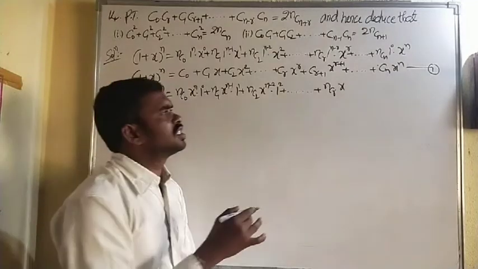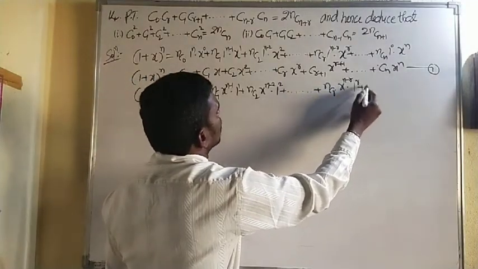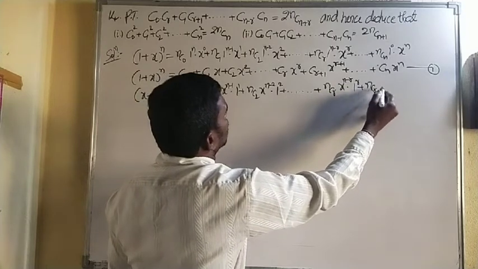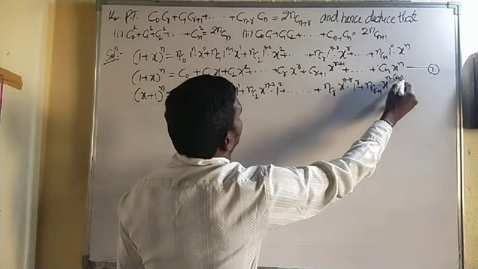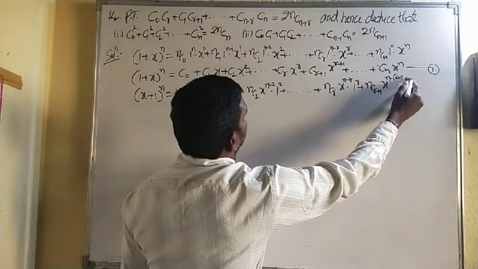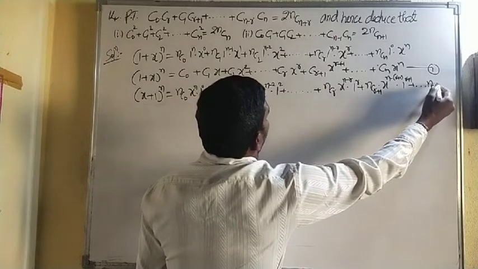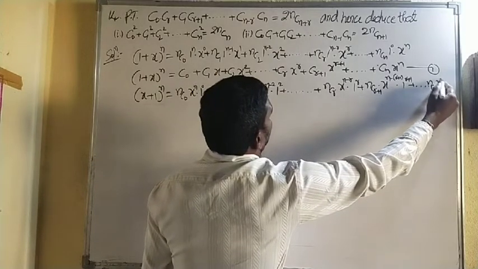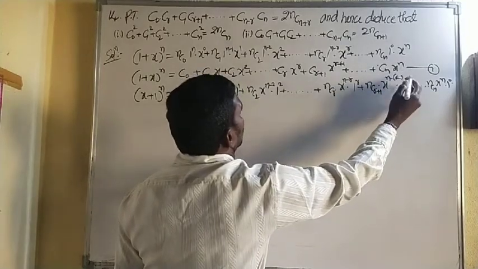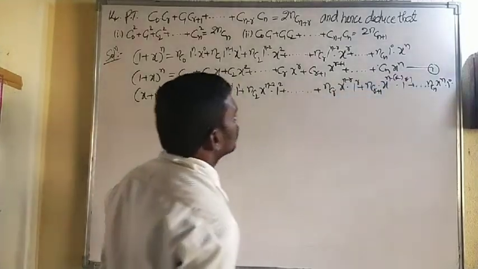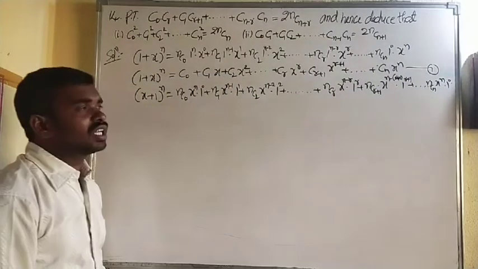So the general term is nCr x^(n-r) into 1^r plus nC(r+1) x^(n-r-1) into 1^(r+1) plus so and so, nCn x^0 into 1^n. Okay, so this is n minus r minus 1, sorry, plus 1 only. Okay, don't think about that.